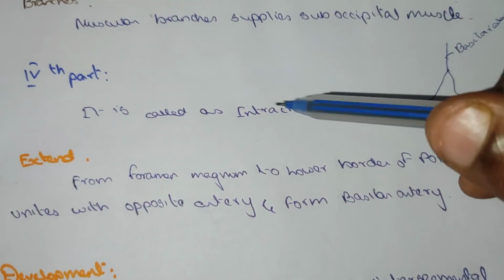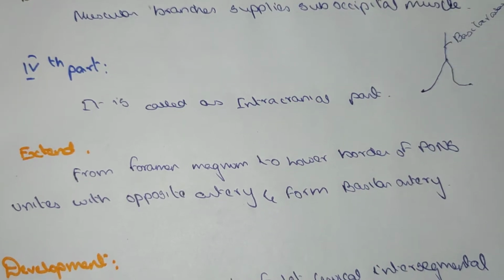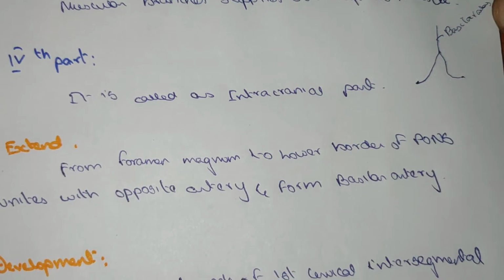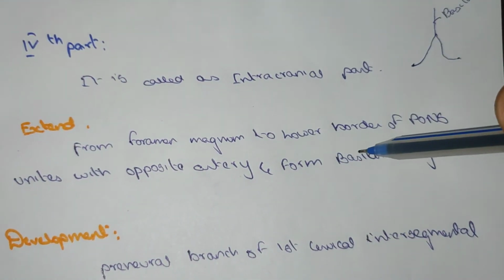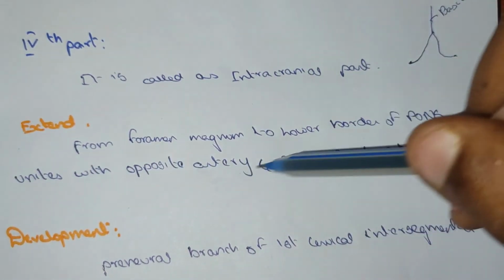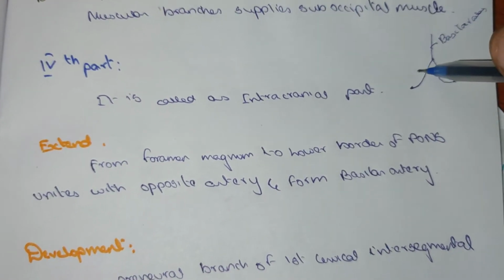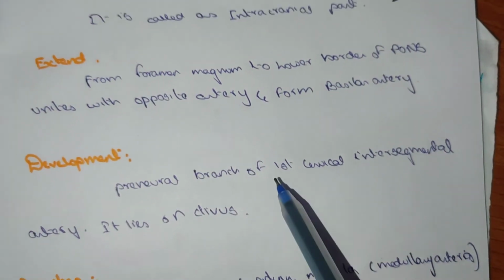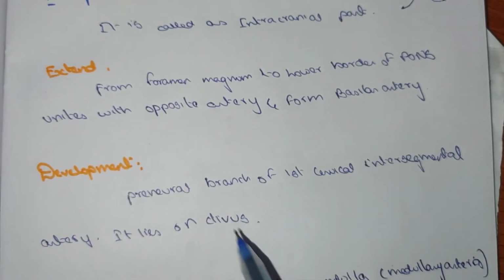Now the fourth part, called the intracranial part because it enters the cranial cavity and ends at the lower level of the pons. It extends from the foramen magnum to the lower border of the pons and unites with the opposite artery to form the basilar artery. The 2 vertebral arteries unite to form the basilar artery. Development: preneural branch of the first cervical intersegmental artery. It lies on the clivus.